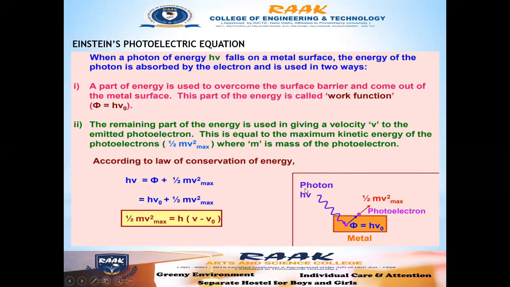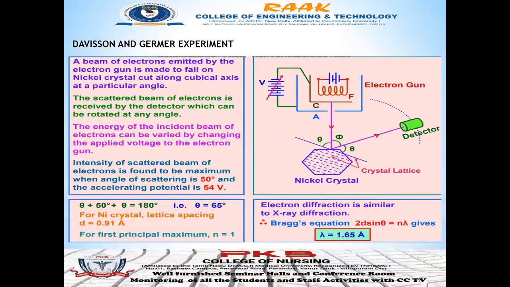So you can see the photon of energy h nu is falling on a metal. It is a photosensitive metal. This h nu naught is used to excite the electron, knock out the electron, and the remaining energy is used as kinetic energy. So the total energy is divided into two parts. One is the work function and another one is the kinetic energy. If you see this diagram, you can easily understand this.